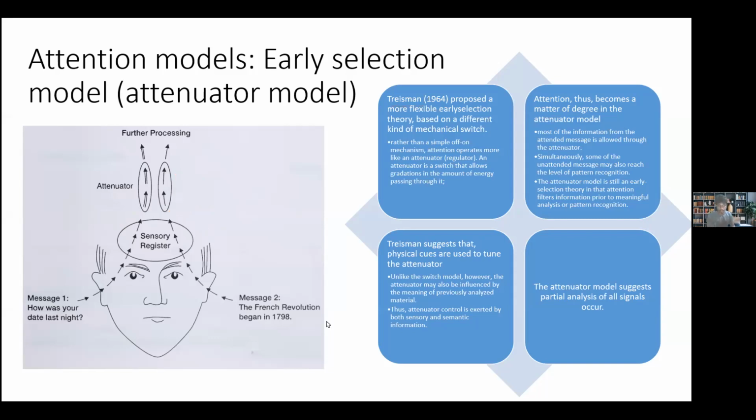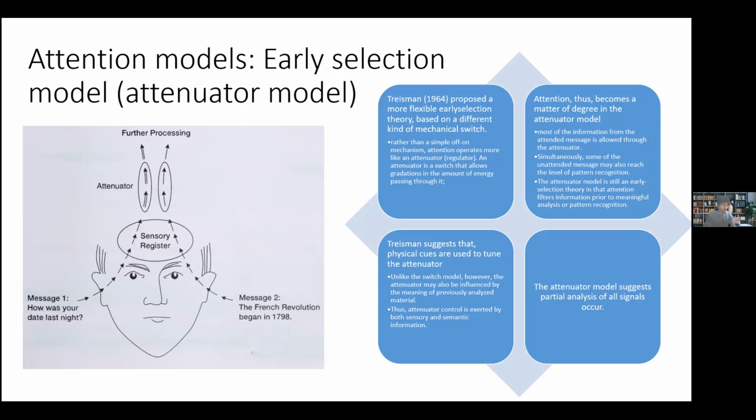So Treisman suggests that physical cues, just like in the switch model, can be used to tune the attenuator. However, the attenuator, or the regulator that we tune, can also be influenced by the meaning of previously analyzed material, or whatever material we've already stored. That can be used as the regulator.